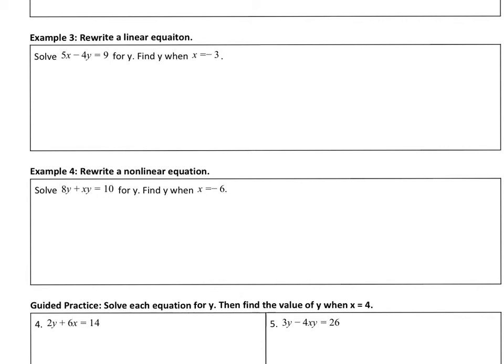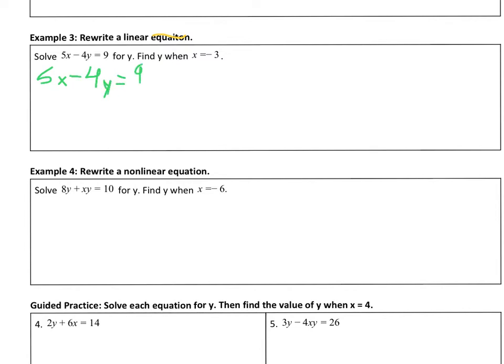So example 3. This takes away some of the context and it's just talking about linear equations, right? I already noticed a little typo there for equation, sorry about that. Now, solving this equation for y is no different from what we did before. I'm going to rewrite it: 5x minus 4y equals 9.